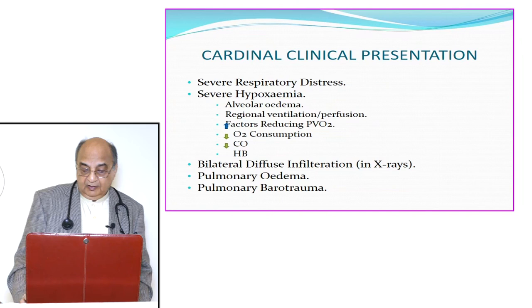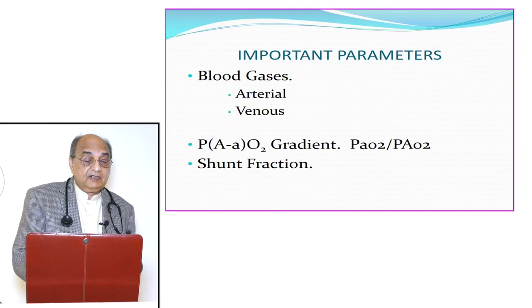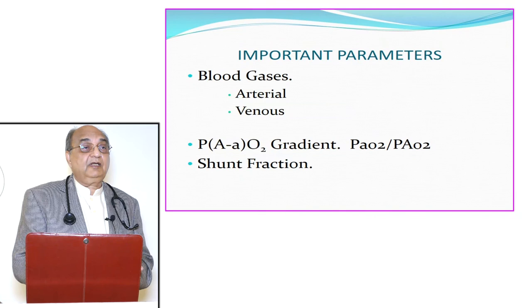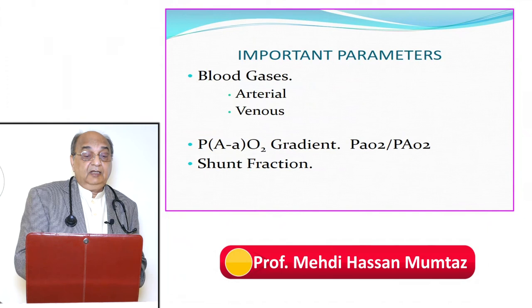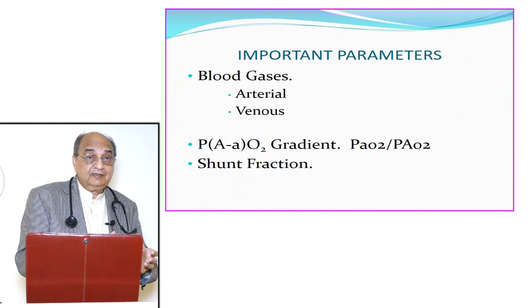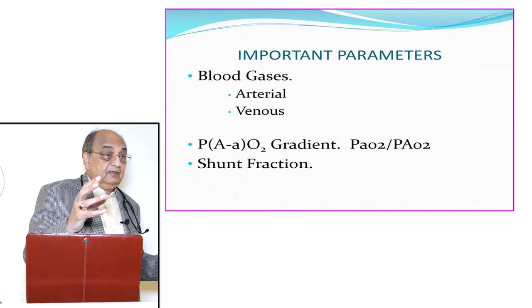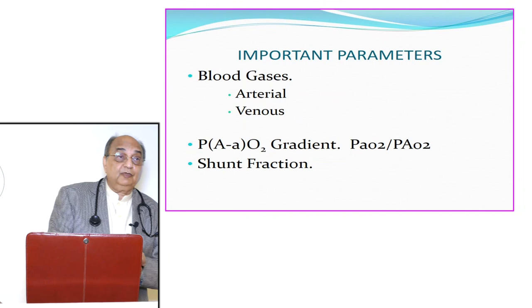So the important parameters you have to look at in these patients: first is the blood gases. You immediately do the ABGs, and you look at the acid-base status and the oxygenation status. You also take venous blood, look at the blood gases, and take the difference between the ABGs of venous blood and arterial blood. That will give you a lot of clues. Then you look at the lactate also. Then the A-a gradient is very important.